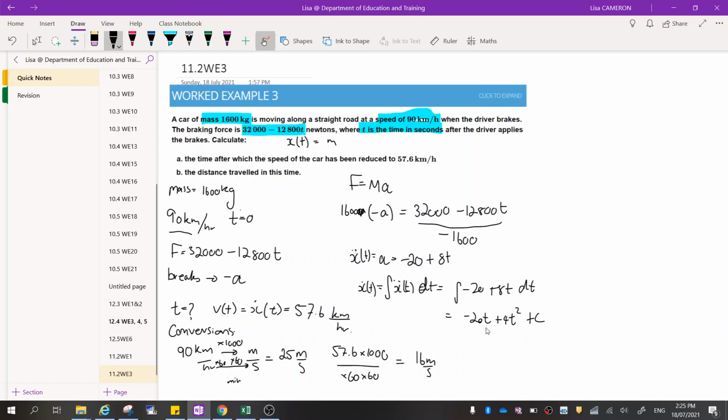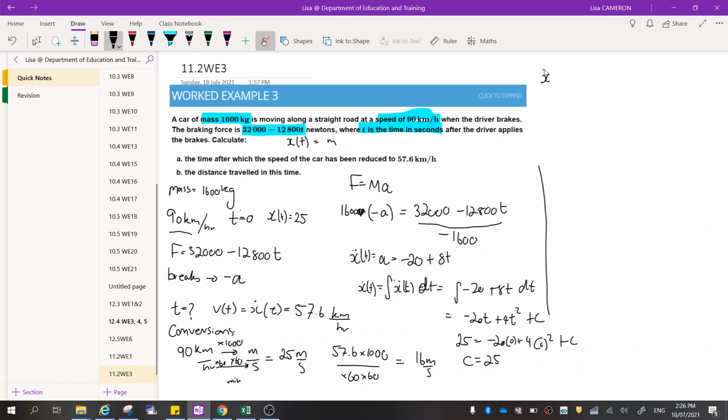Okay, so now that I've got that, I am going to substitute in my first piece of information to work out that constant. So that first piece of information is that when our time is equal to 0, our speed is equal to 90 kilometers per hour, which really means that our function x'(t) is equal to 25. So all I have to do is chuck those values in. 25 equals negative 20 times 0 plus 4 times 0 squared plus some constant, so our constant is equal to 25. Now I've got a function for our speed.